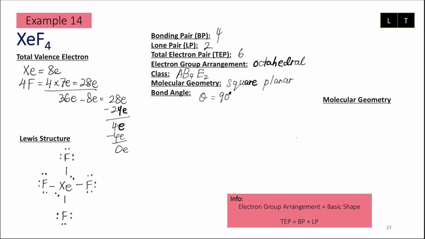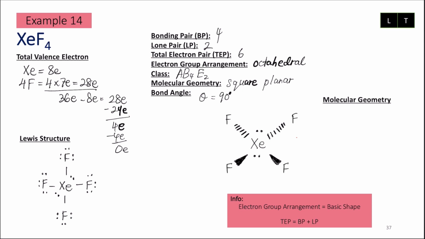So now I'm going to draw the correct molecular geometry for XeF4. So we're going to start by drawing the xenon as a central. And then after that, I have 2 lone pairs opposite to one another. And then we got 2 dashes and we got 2 wedges. Each of them bonded to fluorine.